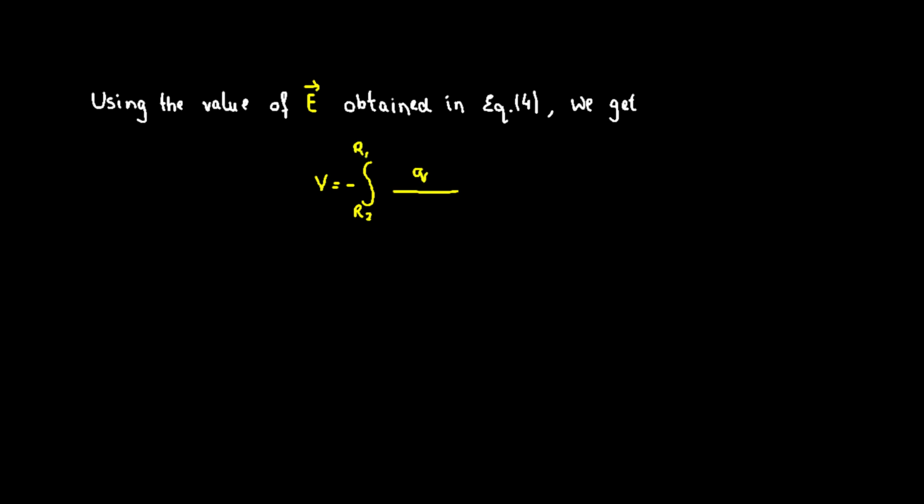Using the value of electric field obtained in equation 4, we get V equals negative integral of Q over 2 pi epsilon naught times r times L times dr, with the limit going from R2 to R1. And that gives us negative Q over 2 pi epsilon naught L, which, being constant, we have pulled out of the integral, times integral R2 to R1 of dr over r.